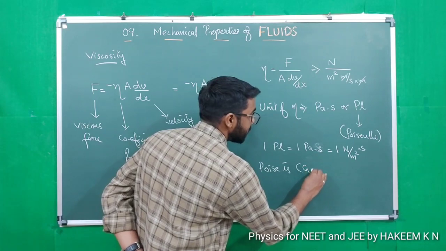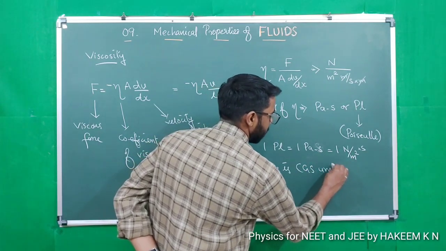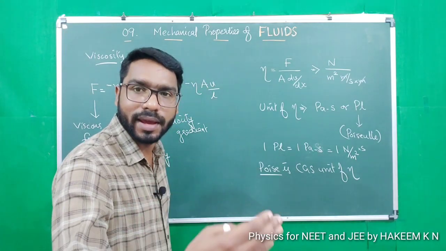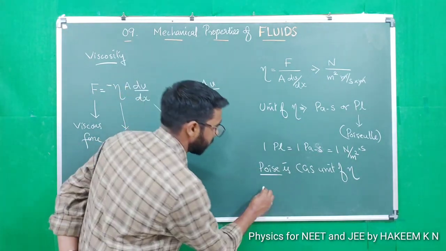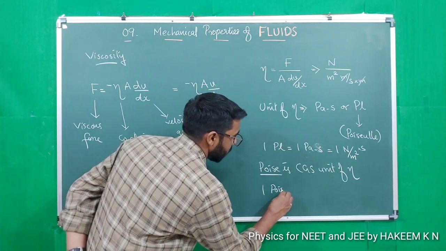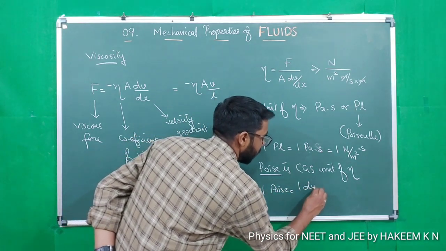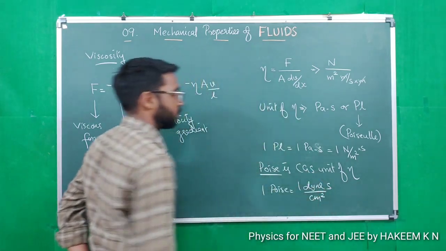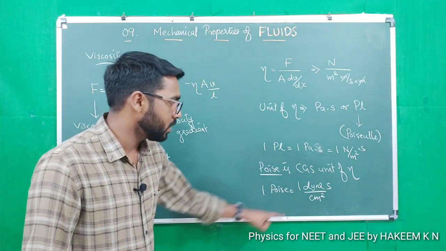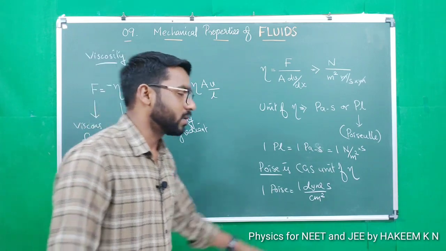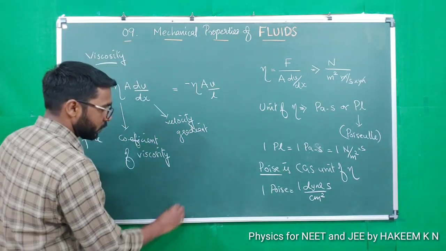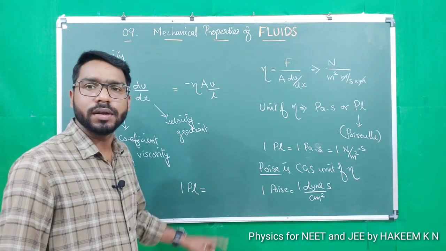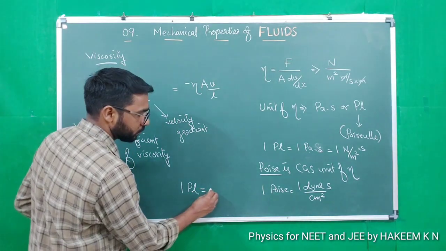Poise is the CGS unit of eta. Instead of Newton, we have to take dyne, and instead of meter, centimeter. So we can say 1 poise is equal to 1 dyne second per centimeter square.